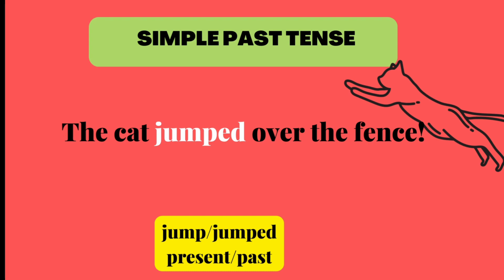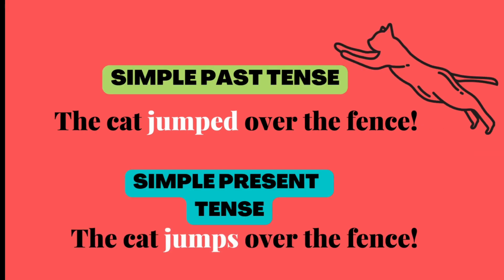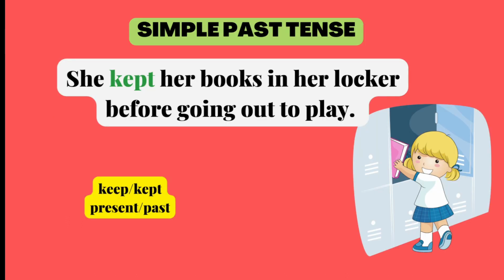If we were to write this in the present form, it will become the cat jumps over the fence. So the simple present tense will be jumps. The cat jumps over the fence. The past tense, the cat jumped over the fence. Here's another example of a simple past tense. Keep, kept. She kept her books in her locker before going out to play. Kept is a past tense, so we know that happened in the past.